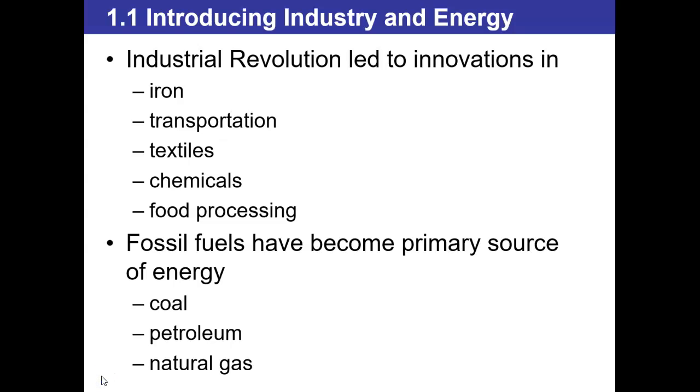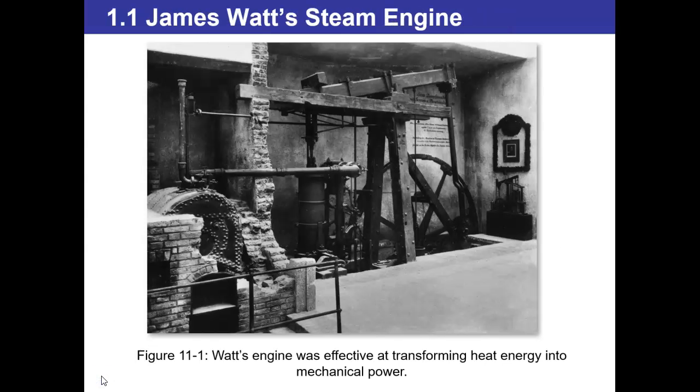The Industrial Revolution led to innovations in mass production of iron, transportation, textiles, chemicals, and food processing. Fossil fuels have become the primary source of energy. The world uses coal, petroleum, and natural gas as fossil fuels that provide energy. Take a look at Figure 11-1 located on page 384 of your textbook. Watt's engine was effective at transforming heat energy into mechanical power. This invention is what made the Industrial Revolution possible and mass production possible.